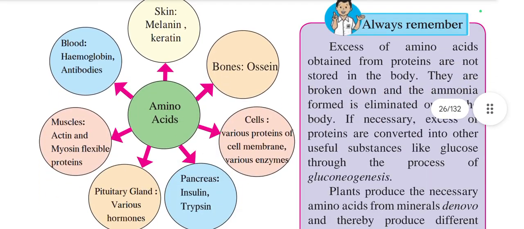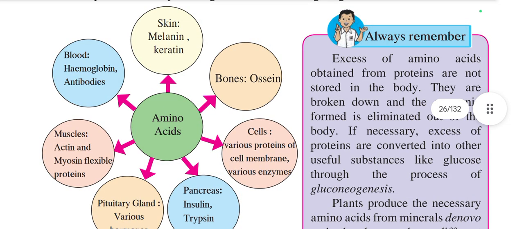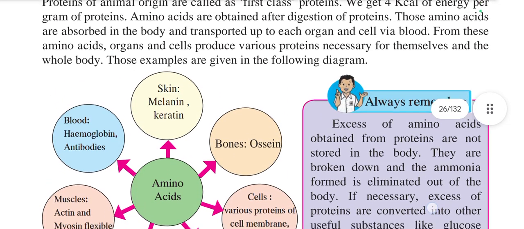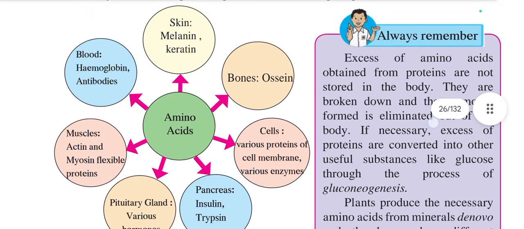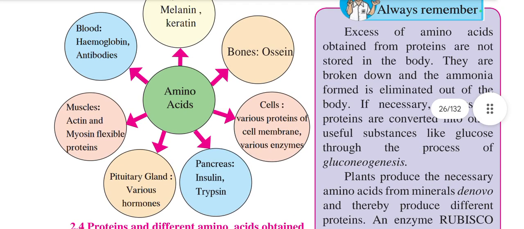Now on the screen you may see amino acids, and examples are given in that diagram. That means, in which forms amino acids are present. In muscles there are actin and myosin. In the pituitary gland there are various hormones. Then in the pancreas there are various cells. Bones, ozine, skin, melanogen, keratin, blood, hemoglobin and antibodies are present.